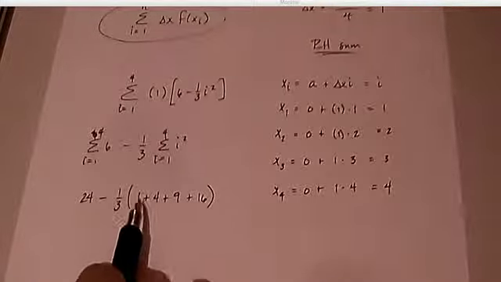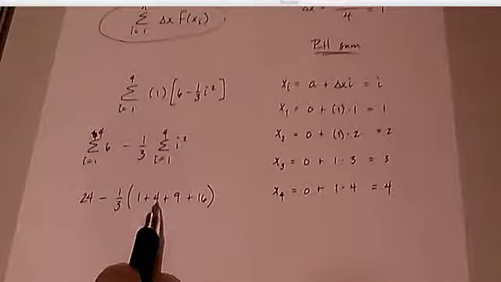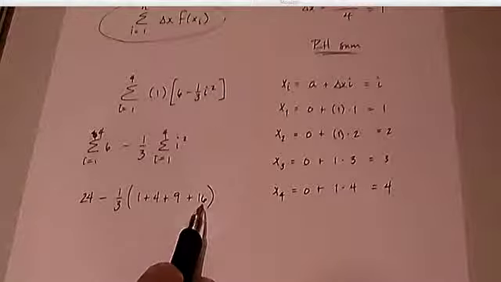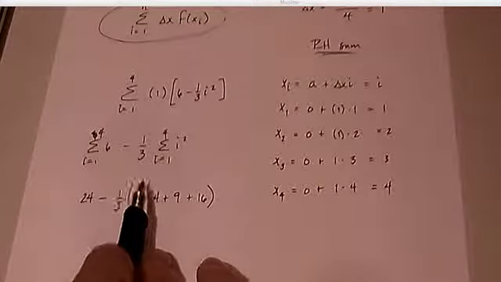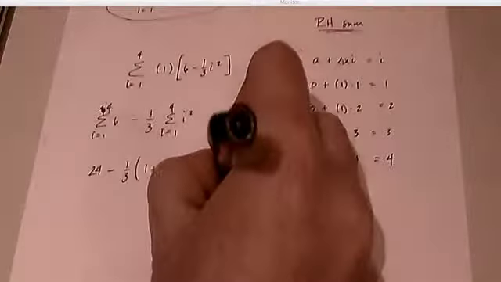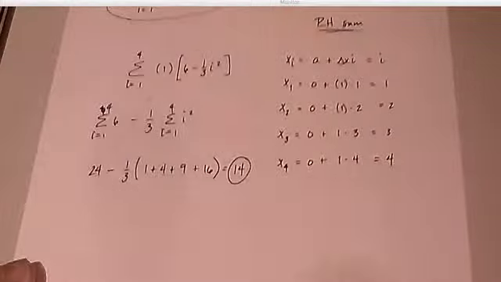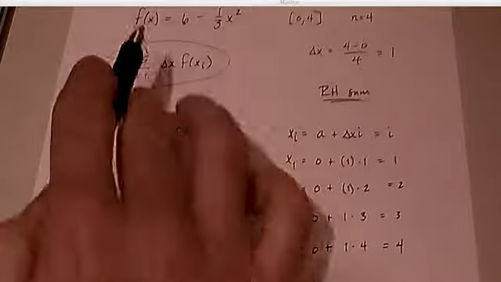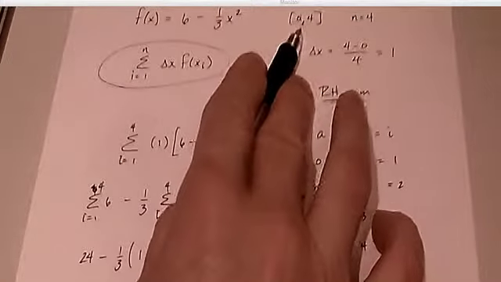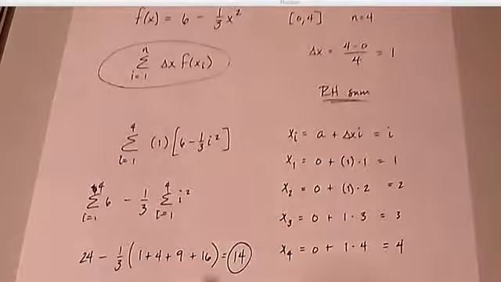And if you want to do it again, just do it in order. 1 plus 4 is 5, plus 9 is 14, plus 16 is 30. So if we want to do this, that's divided by 3, so that's 10. So 24 minus 10 is 14, okay? That is the approximation of this function divided up into 4 subintervals on the interval 0 to 4. That is the approximate area, okay?